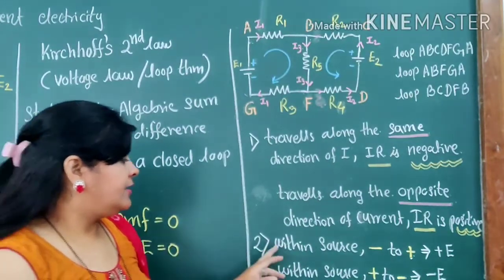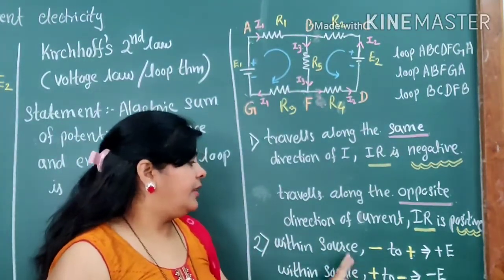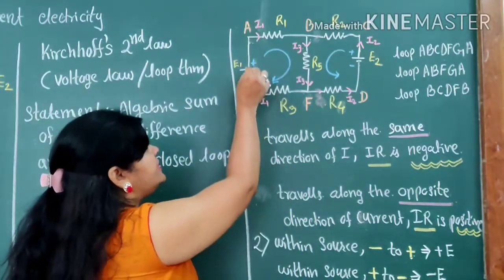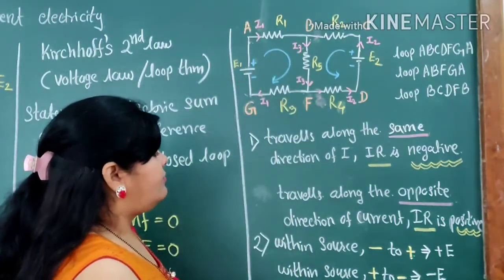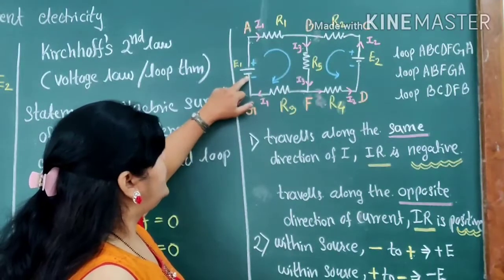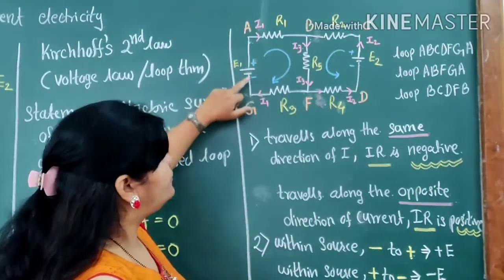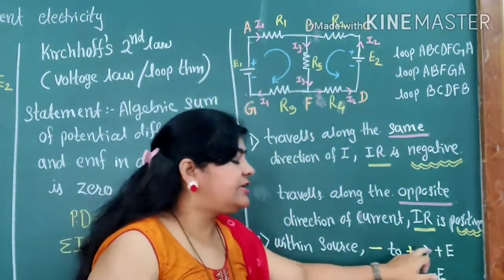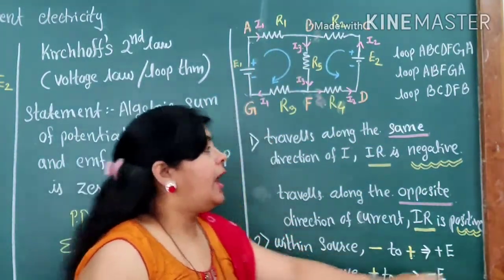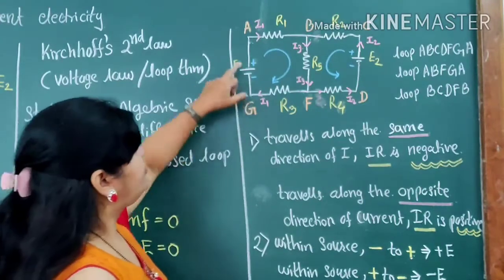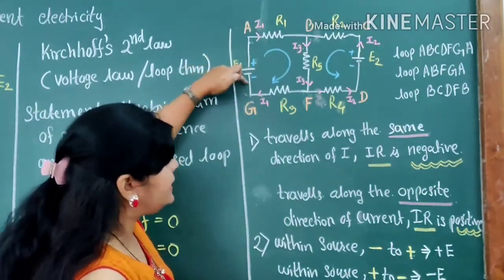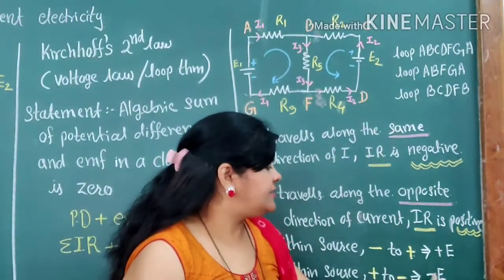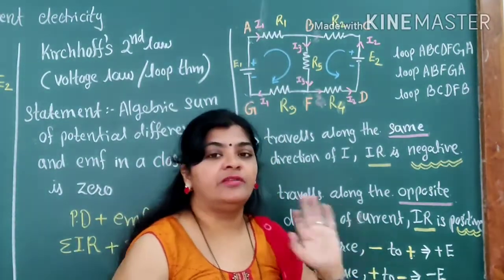The next point is regarding the EMF. Considering this as one battery, within the source, if you travel from negative to positive, the EMF is taken as positive. Within the source, if you travel from positive to negative, then the EMF is taken as minus E, that is, the negative of the EMF of the cell.